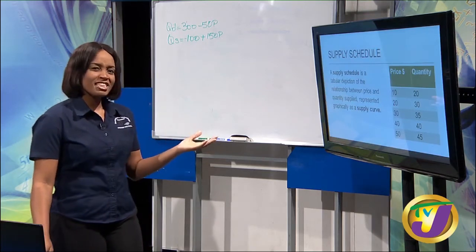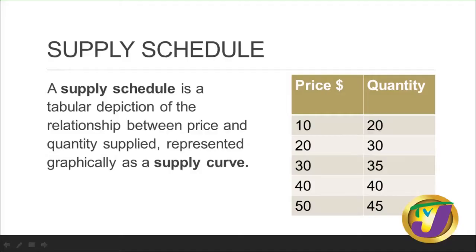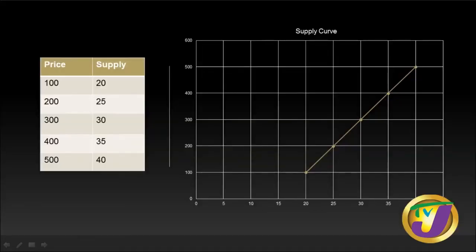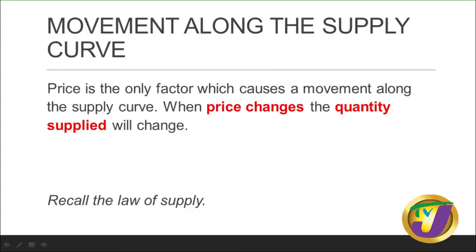Now, the supply schedule is similar to the demand schedule. So it's a tabular representation showing the relationship between price and quantity supplied. So our supply curve, because of the direct relationship between price and quantity supplied, slopes upward from left to right. And you will notice on this schedule, as price increases, the supplier is more willing to supply goods.